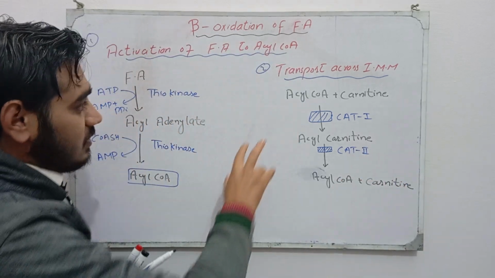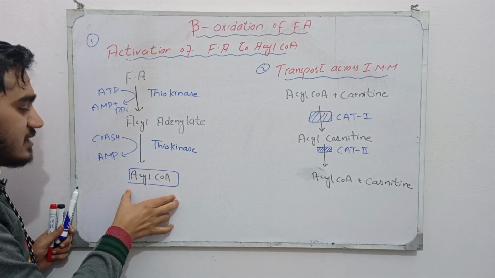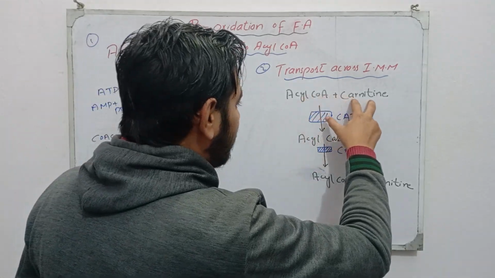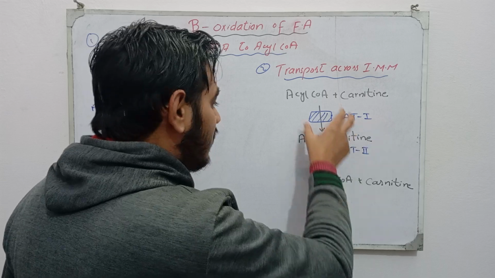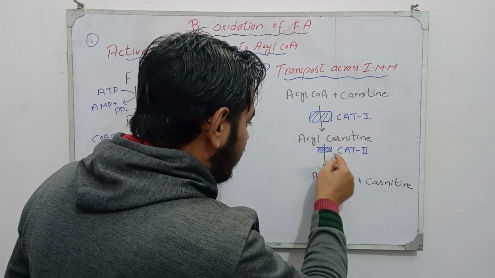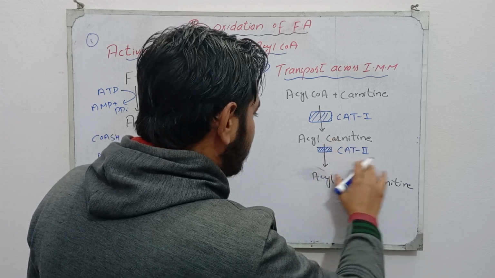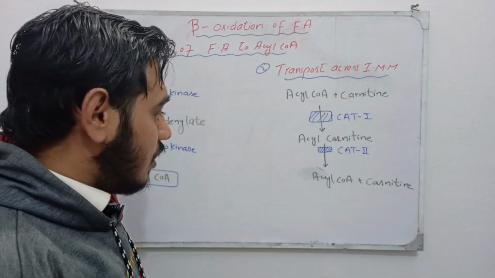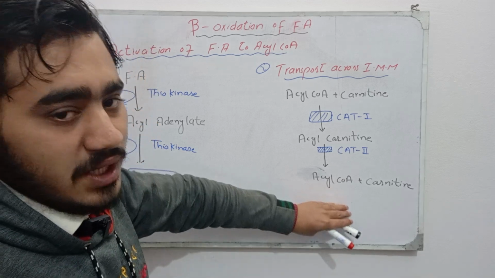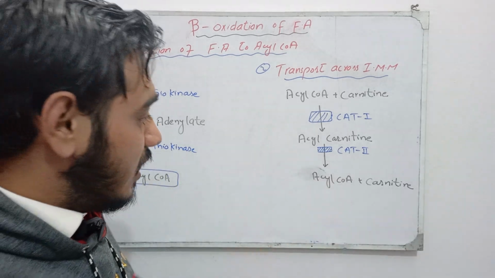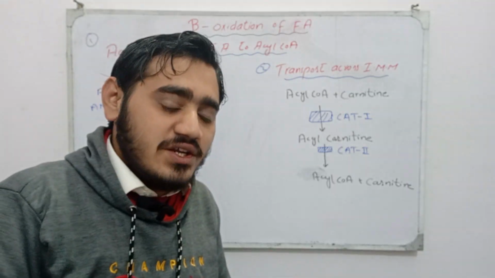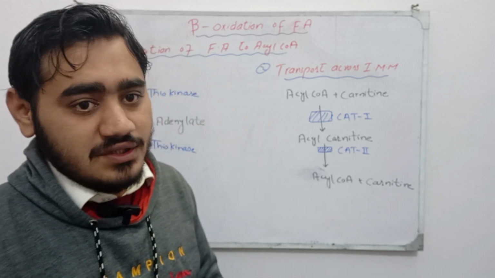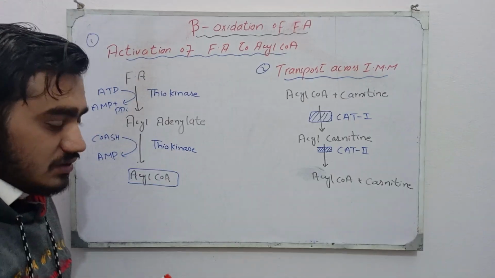Okay students, the inner mitochondrial membrane is impermeable for acyl CoA. There is a special system, the carnitine shuttle system, in which acyl CoA gets attached with carnitine with the help of carnitine acyl transferase 1 enzyme. It converts into acyl carnitine, and with the help of another enzyme, carnitine acyl transferase 2, it converts into acyl CoA and carnitine. So now the acyl CoA is inside the mitochondria, and now the important steps are carried out: oxidation, hydration, oxidation, and then cleavage. So now let's discuss the major steps.